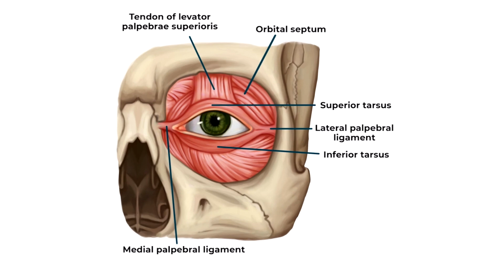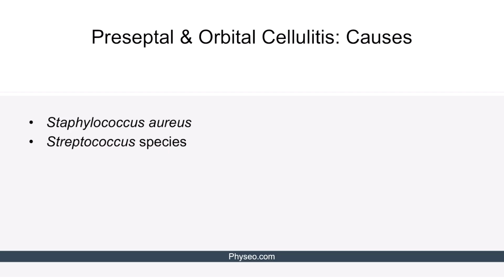The orbital septum is the circular layer of dense connective tissue, posterior to which there is the orbital space, while anteriorly there is the preseptal space. Infection of these anatomical spaces are called orbital and preseptal cellulitis, respectively. The most common cause of both preseptal and orbital cellulitis is Staphylococcus aureus. However, preseptal and orbital cellulitis can also be caused by Streptococcus species.